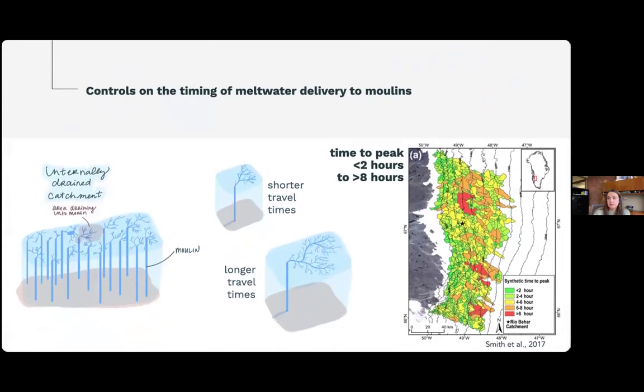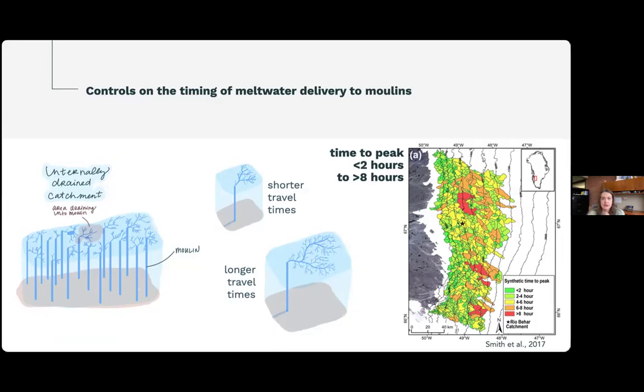So thinking about what could possibly be causing this, well, we know that there are controls on the timing of meltwater delivery to moulins, and these are typically caused by the size and shape of the supraglacial drainage system or the internally drained catchment. An internally drained catchment is just the area of the ice sheet that's draining into one moulin. So intuitively, we can understand that if you have a very large catchment with many kilometers of supraglacial streams, you would expect it to take longer for that water to travel through that larger network and reach your moulin than it would if you have a very small catchment. The water doesn't have as long to travel, so it can get to that moulin quicker, right?